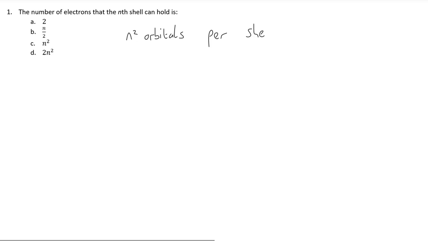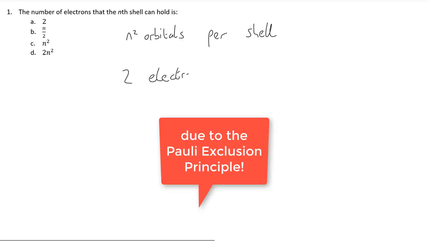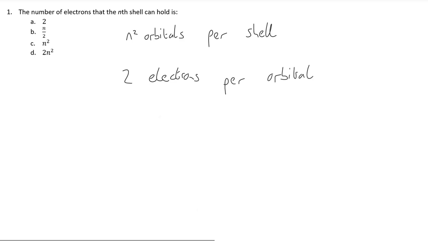To work out the number of electrons per orbital, we need to use a fact about this fourth quantum number, which I only briefly described, namely spin. In the case of this spin number, there are in fact only two possibilities, what we call spin up and spin down. Because of this, there are in fact only 2 electrons per orbital. Thus we have n squared orbitals per shell and 2 electrons per orbital, therefore overall we have 2n squared electrons per shell. Thus the correct answer is option D.